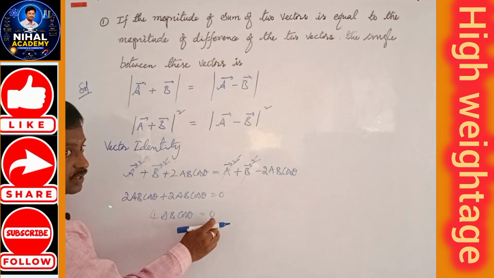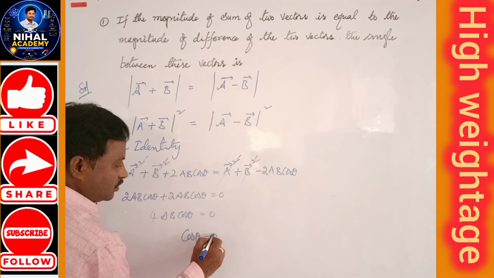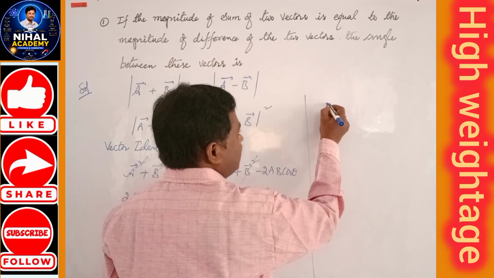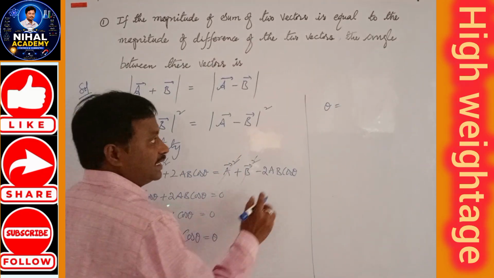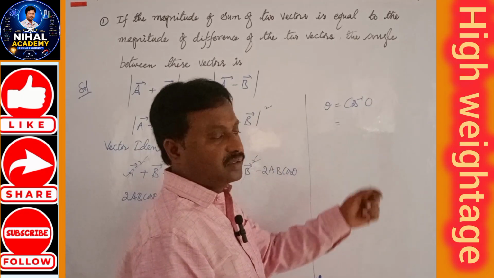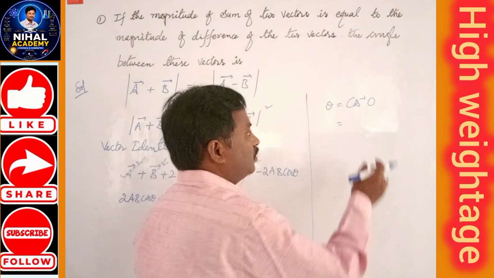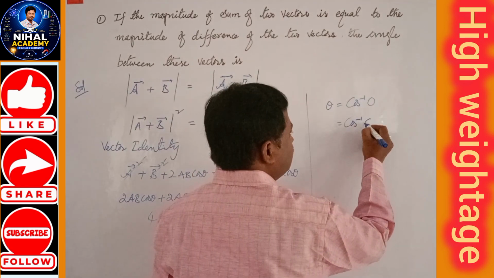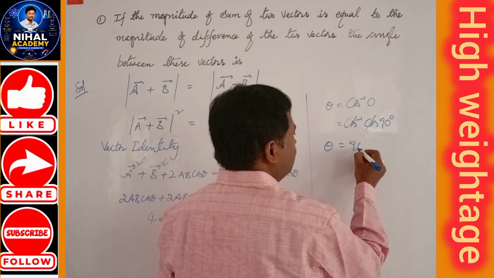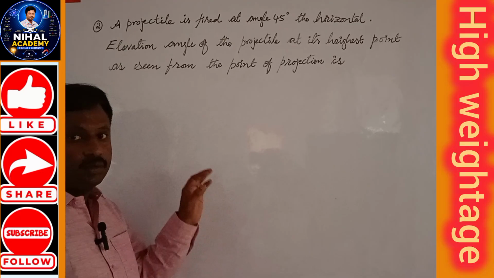Now we have to find the angle. Since 4AB is not equal to 0, we equate cos theta to 0. So cos theta is equal to 0, and theta is equal to cos inverse 0. Which angle has cos value 0? Cos 90 degrees is equal to sin 0, which is 0. So cos inverse of cos 90 degrees, the cos inverse and cos cancel, then theta is equal to 90 degrees.